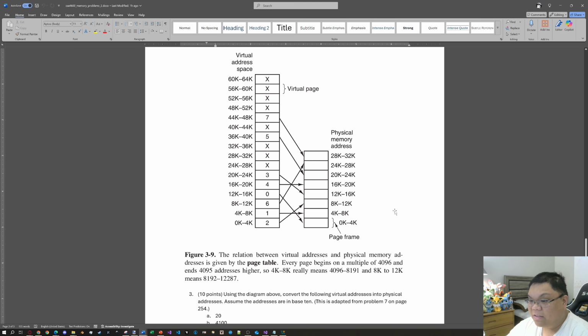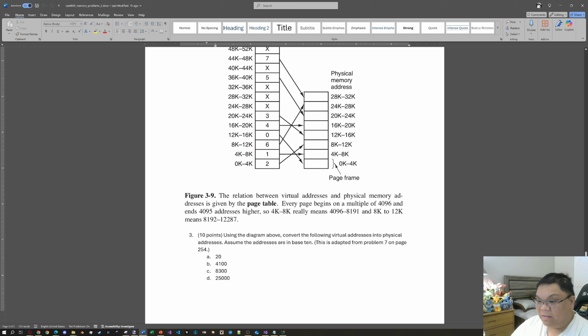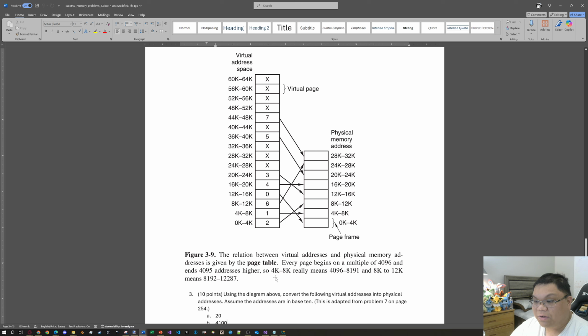Anyway, you'll be converting these addresses, and I added an extra address. So this is actually an extra address that was never in the book. So I want you to see what happens if you try to convert this one. So the trick here is to realize that by 4K, we don't mean 4000, we mean 4096.